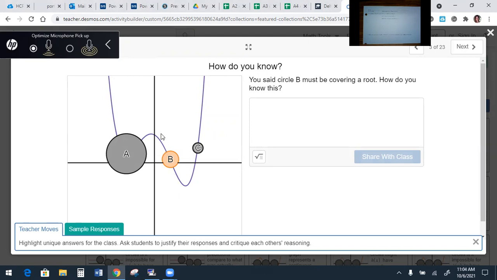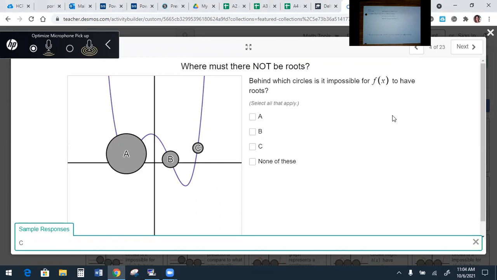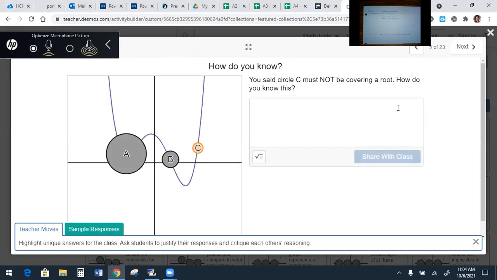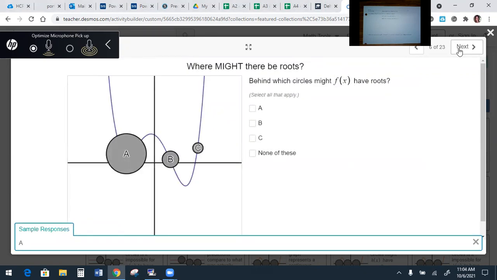Oh, I like how you said cutting through. It cuts through the graph. I'm not going to type that in. We're just going to talk about it. All right, where is it impossible? Like there cannot be a root. There absolutely will not be one. C. All right, good. Why? It's above the axis. It's not touching them, okay? This is really simple, right?